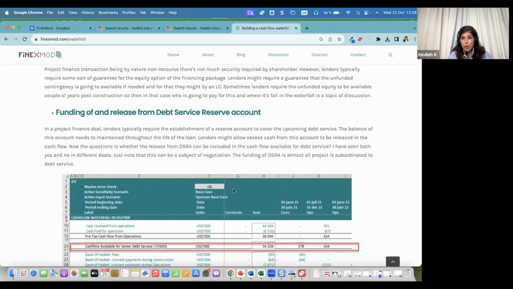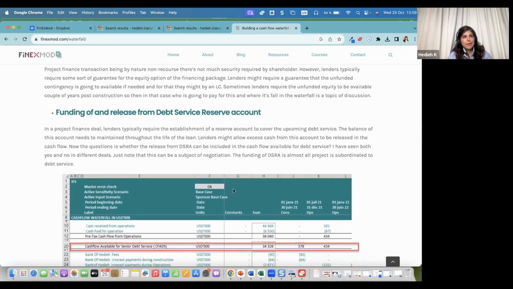If you include the release from this account in the definition of the cash flow available for debt service, then if you do your debt sizing based on cash flow available for debt service, you will increase the debt service capacity of the project, so you can raise more debt. So that's why, in terms of modeling, I can tell you it's a nightmare if you want to do that. It's a circularity that is very difficult to deal with.